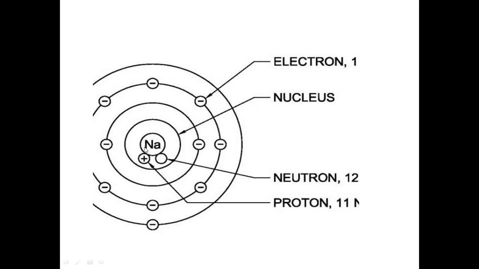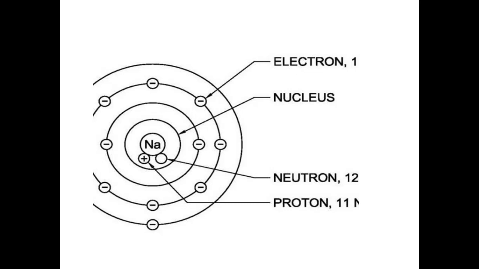The number of protons in the atom is called the atomic number of the atom. Now, in a neutral atom, the atomic number can also refer to the number of electrons because the electrons and protons are the same in a neutral atom.